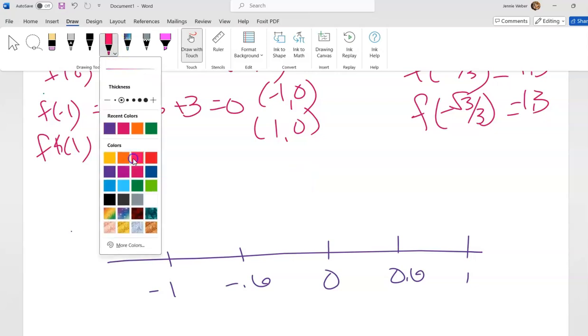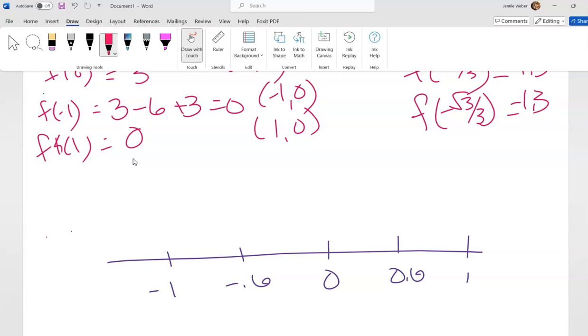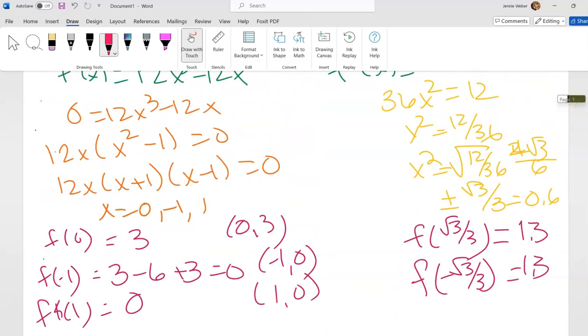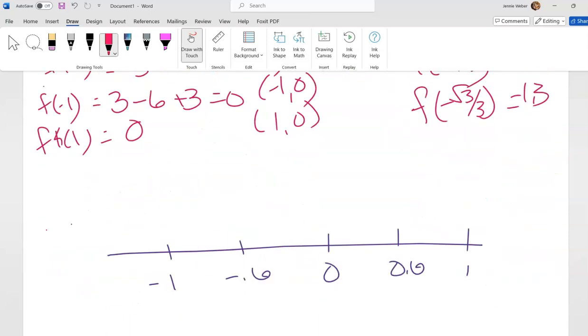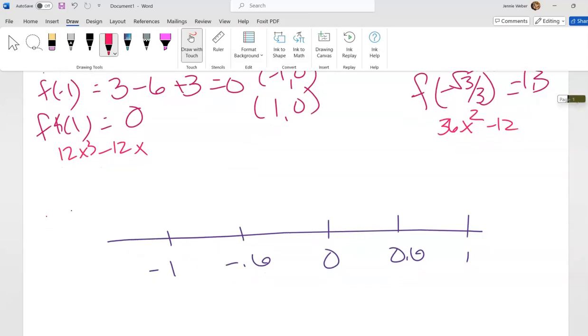Now, when we test this first derivative, we test this in the first derivative. So this is again where we get confusing. We were just using the original function to find the graphing point, but now I'm going to go back and use this first derivative. So I'm going to use 12x cubed minus 12x, and this over here was 36x squared minus 12. I'm just kind of making it easier for myself to see on the page. Obviously, you wouldn't have this same problem if you were working this on paper.